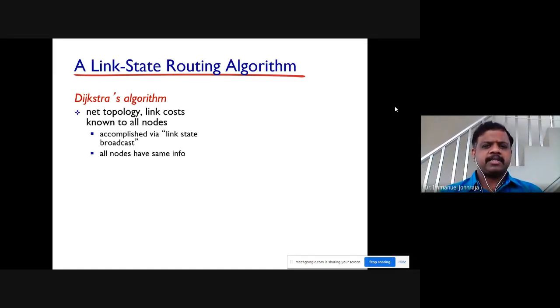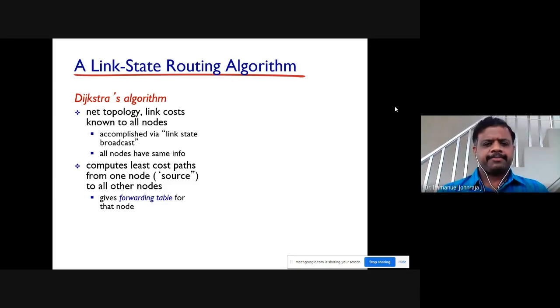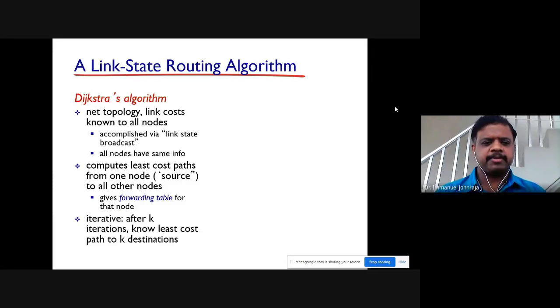Why is it called Dijkstra's algorithm? The name of the person who created this algorithm is Dijkstra, hence it is Dijkstra's algorithm. In fact, it is the shortest path algorithm. The algorithm computes the least cost path from one node to all the other nodes. If we take the node called X, from node X, what is the least cost path to all the other nodes? That's how the shortest path algorithm runs. Then this information is taken to the routing table, in other words called the forwarding table.